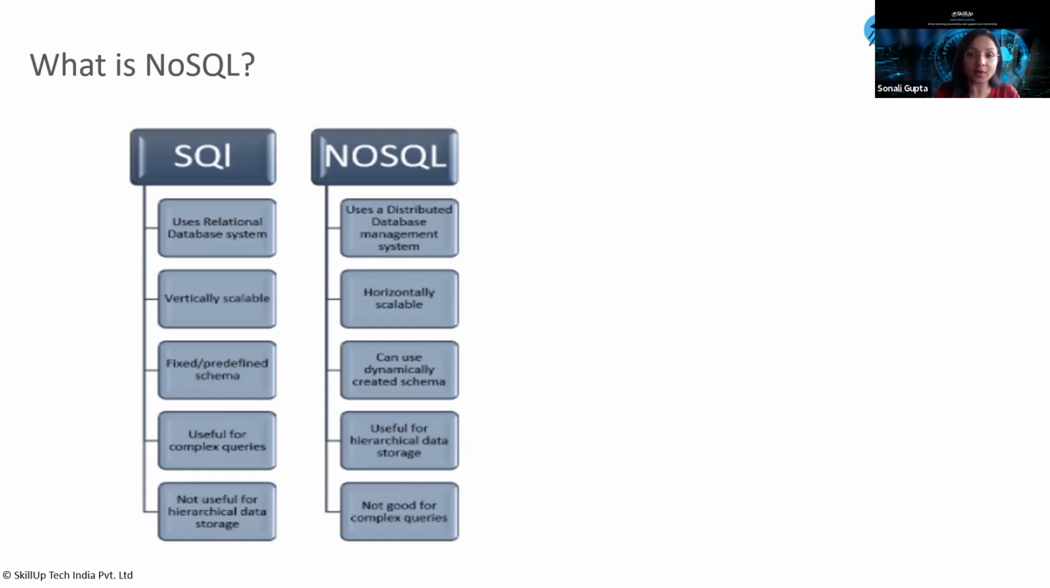While in the case of SQL, we have the form of tables where we use relations and we use the keys indeed. So basically SQL is used for complex queries, while NoSQL is useful for hierarchical data storage. SQL is not useful for hierarchical data storage, while NoSQL is not good for complex queries. Yes, NoSQL is basically used for such purposes, definitely, because it has got a hierarchical data structure of the documents.